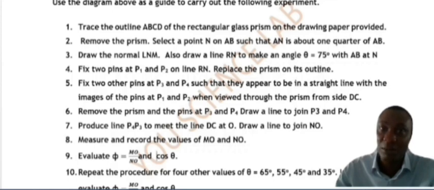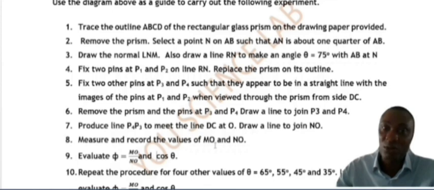Replace the prism on its outline. Fix two other pins at P3 and P4 such that they appear to be in a straight line with the images of the pins at P1 and P2, when viewed through the prism from the side DC. Remove the prism and the pins at P3 and P4. Draw a line to join P3 and P4. Produce line P3P4 to meet the line DC at O. Draw a line to join NO.